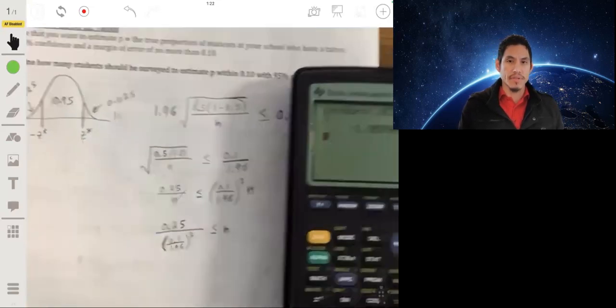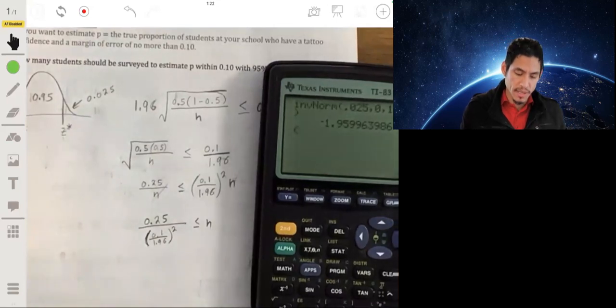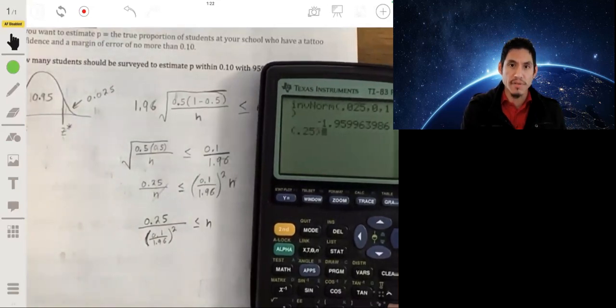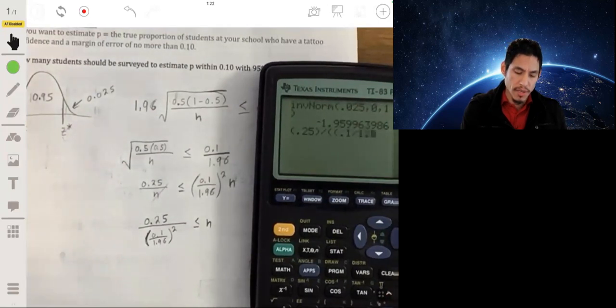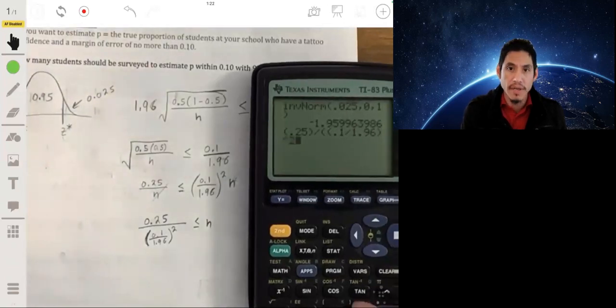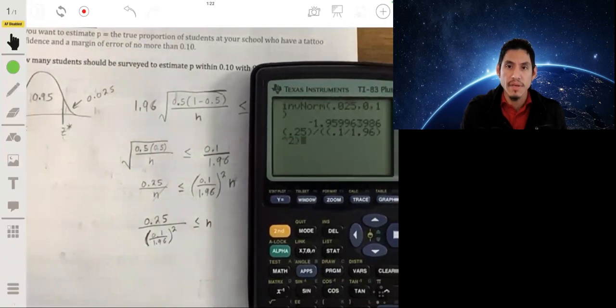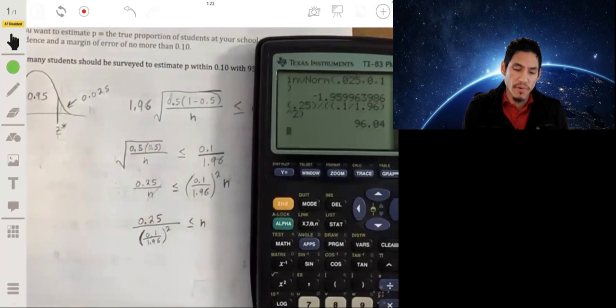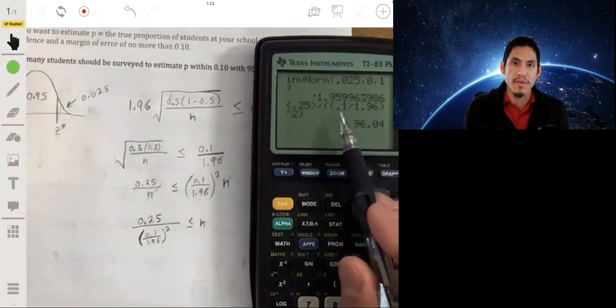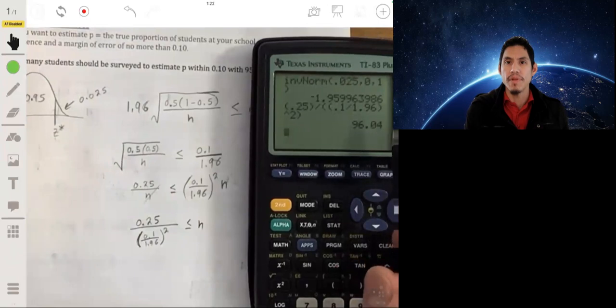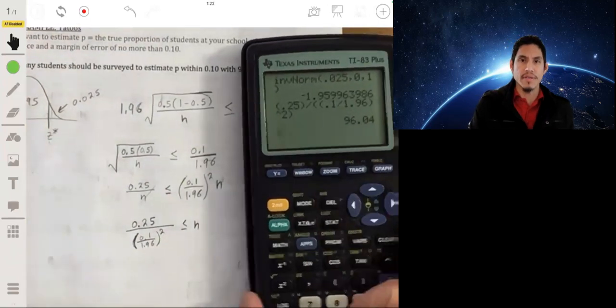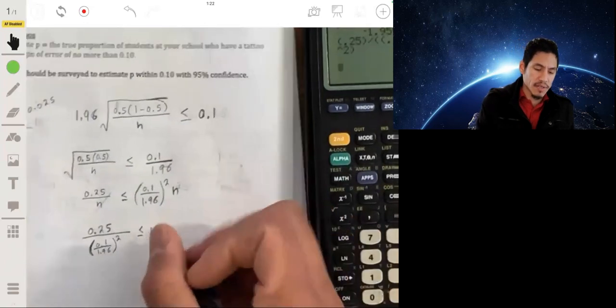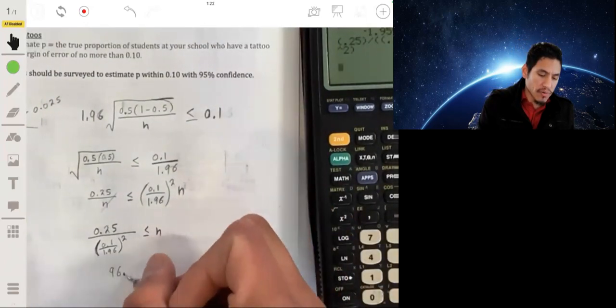So let me just do this in a calculator. It's okay to use your calculator in this class. It's not about calculations. So we're going to have 0.25 divided by, let's do a double parentheses in here. We'll have 0.1 divided by 1.96. That's going to be squared. That's going to be in parentheses, and you're going to get 96.04. Be careful to enter your parentheses correctly. If you're not so confident in this, then maybe do a couple calculations just to be sure you're correct. But anyways, we're going to get that 96.04 is less than or equal to n.